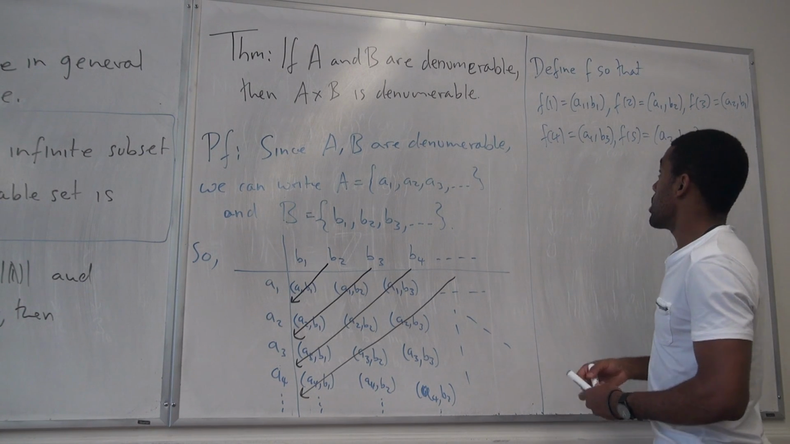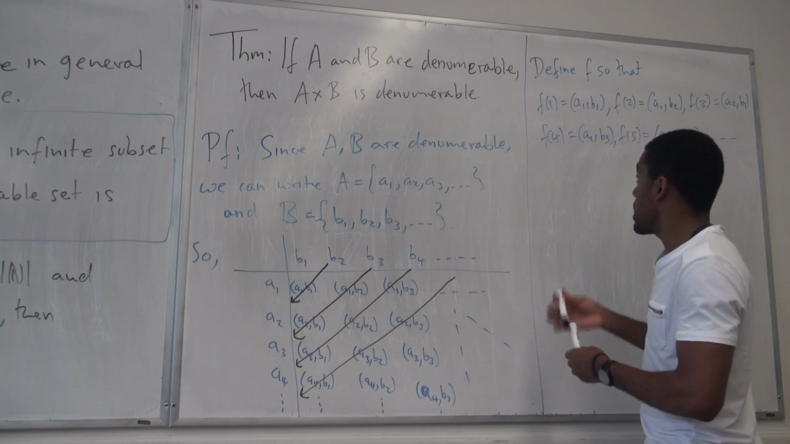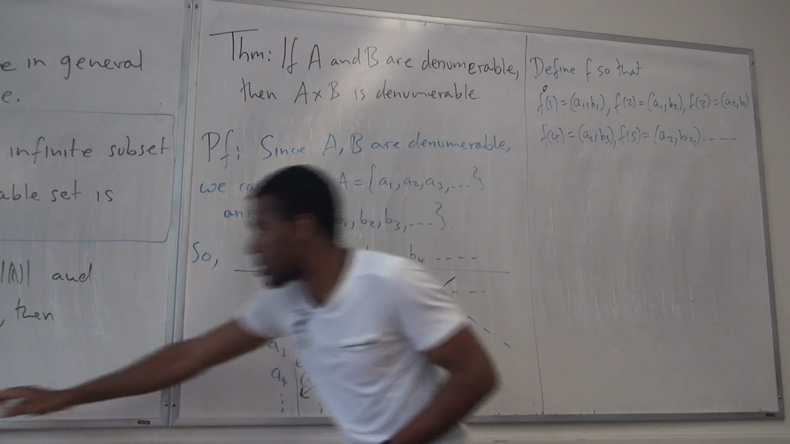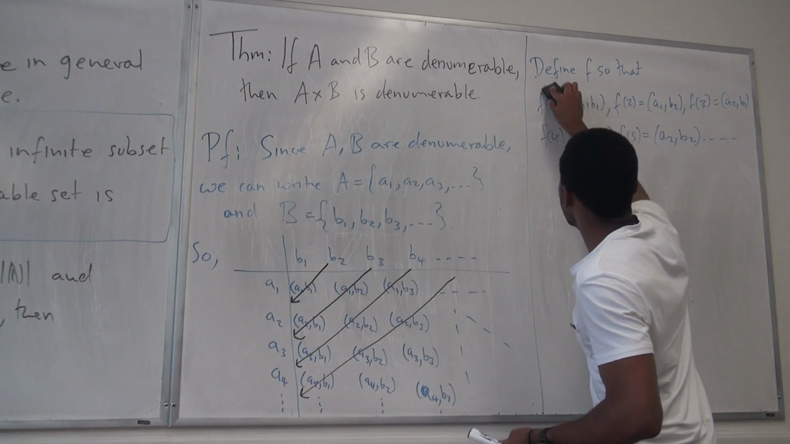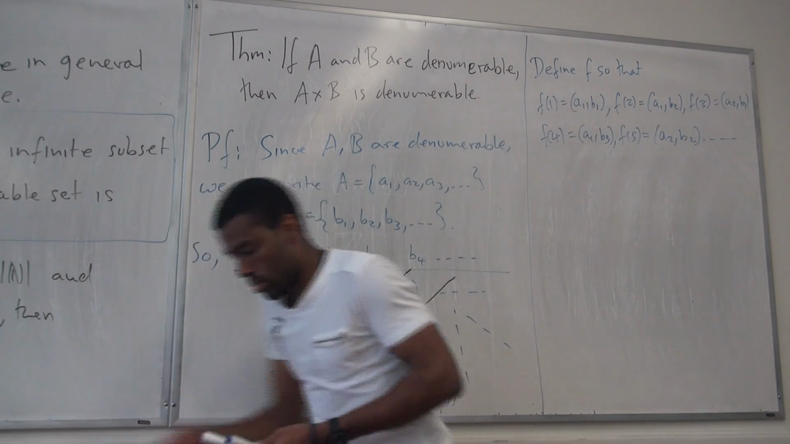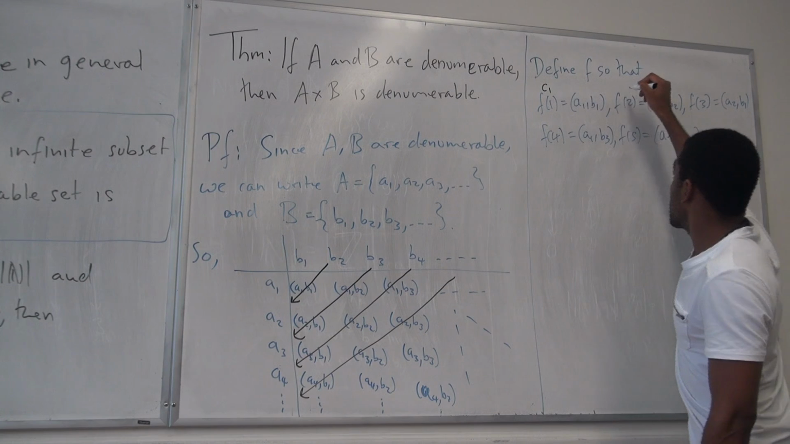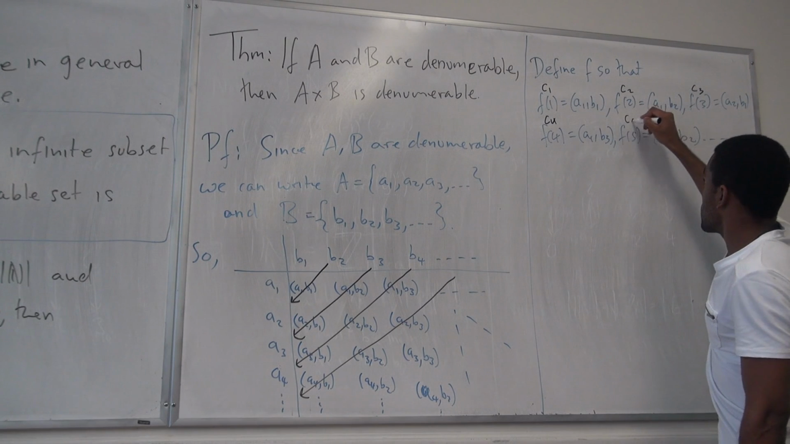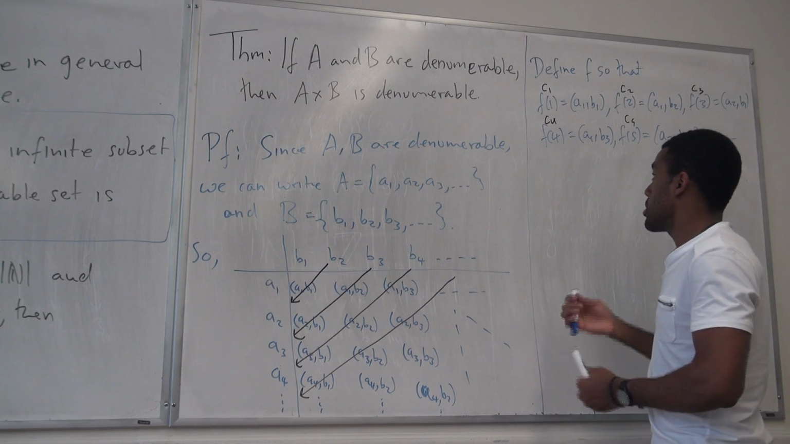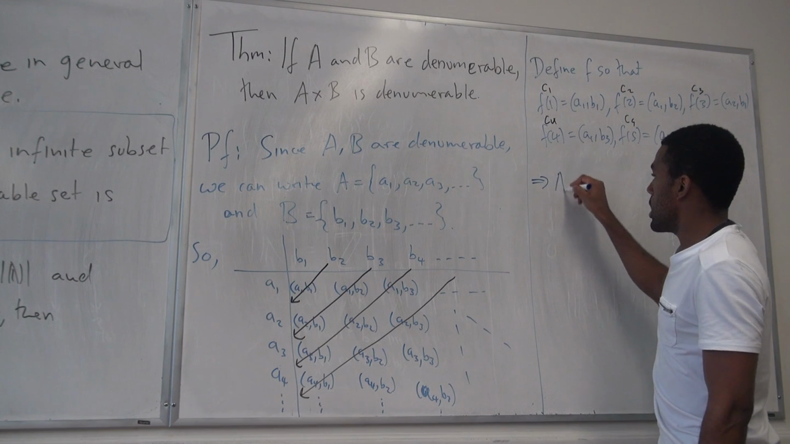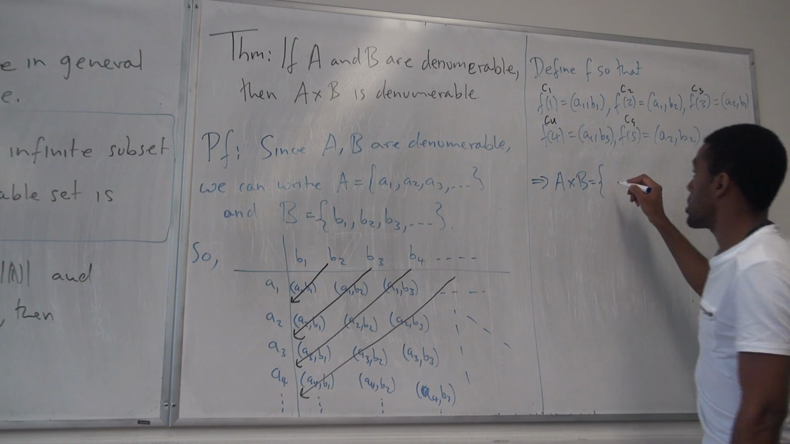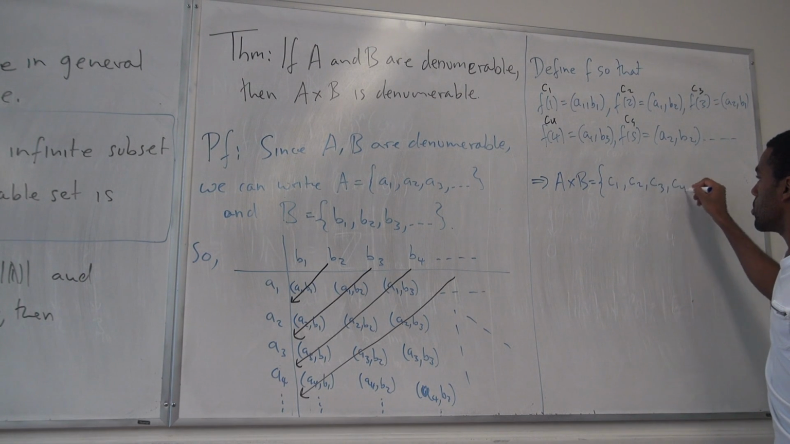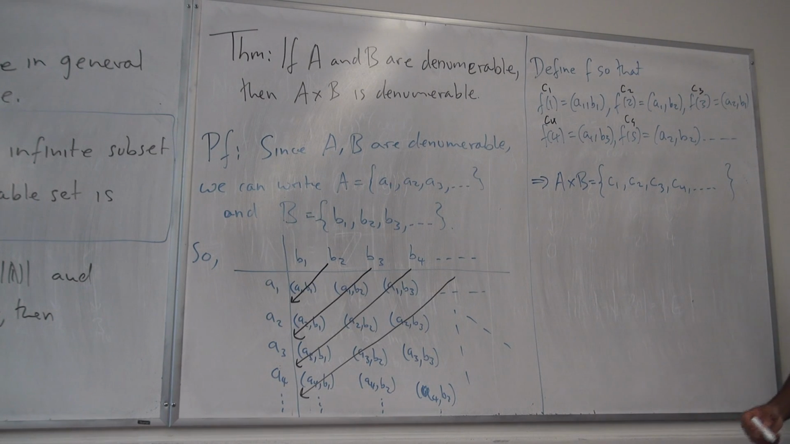Right? And I can literally just rename these guys. So this guy I can call C1, call this guy C2, call this guy C3, call this guy C4. This guy's C5. Then that means A cross B, I can actually write as these elements C1, C2, C3, C4. I can list them, going on forever.